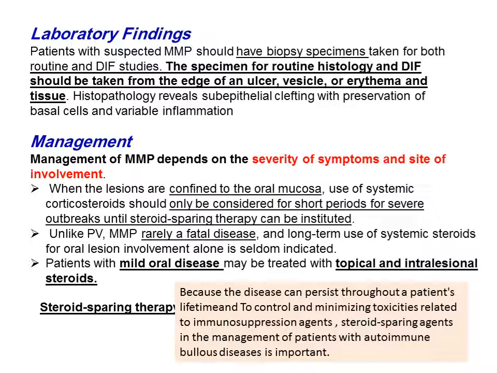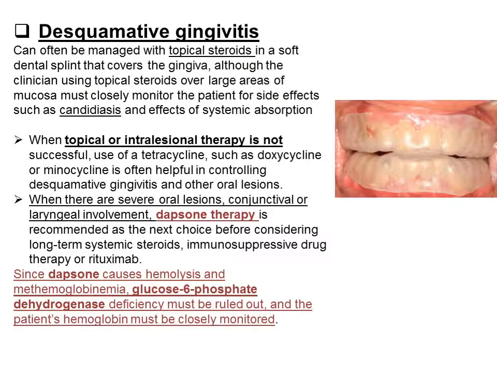So, what is the steroid-sparing therapy? Because the disease can persist throughout the lifetime, a steroid-sparing agent in the management of a patient with autoimmune bullous disease is important to control and minimize the toxicity related to immunosuppressive agents. This means that we use another medication, which we also call adjunctive therapy, to minimize and reduce the side effects of steroid.